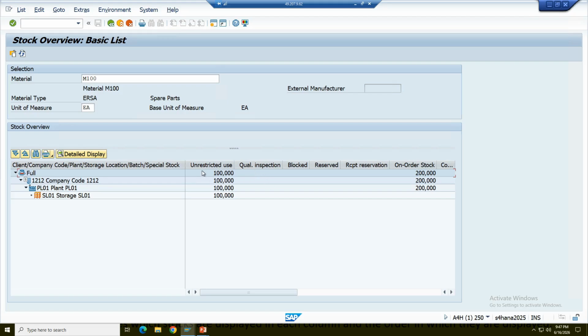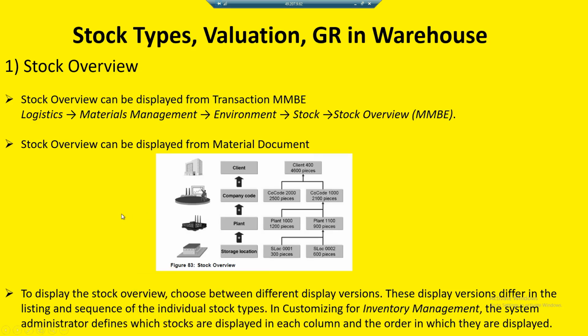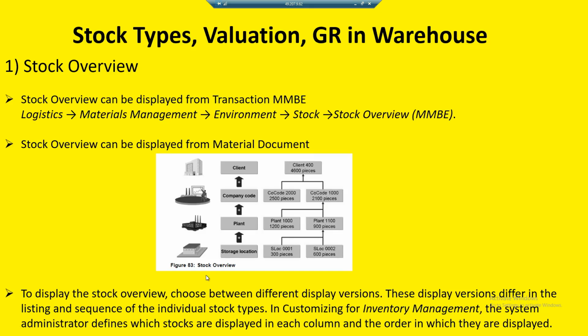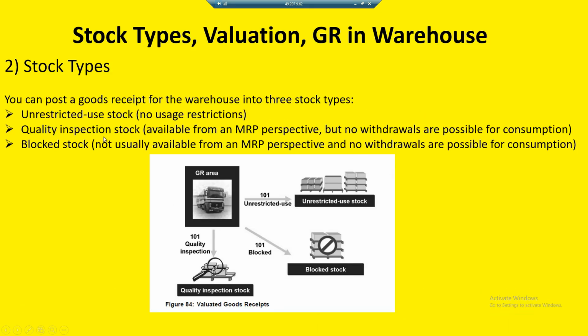These unrestricted use, quality inspection stock, and blocked stock are called stock types. Let us go and see what this is. What are stock types? And while displaying the stock overview, we have a display version. I'll let you know what a display version is. You can have 3 stock types.